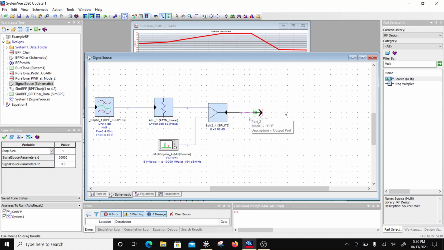Now over here, the first thing I'm going to see is something similar to this BPF. So control C, control V. I'm going to see that BPF over here. So that is the image reject filter.